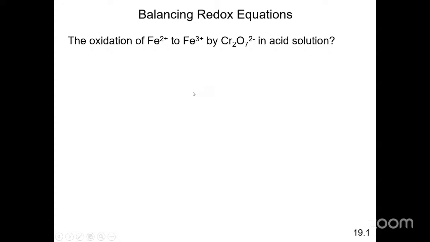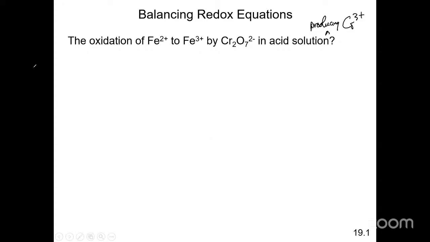So let's say you're asked to write down the balanced equation for this reaction. And let me just say from the outset that this is not enough information, because what you're going to need is what would be the product when this is reduced. So let me just add a little information here. Producing chromium 3+, all right?